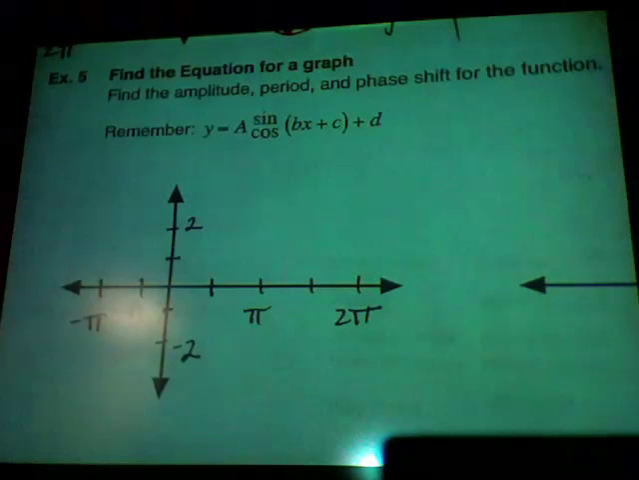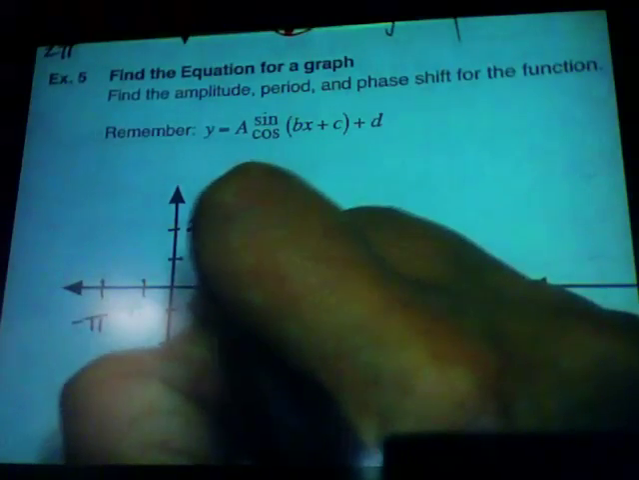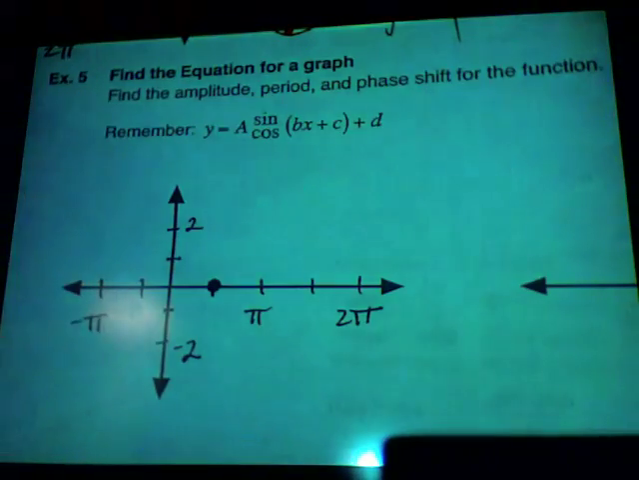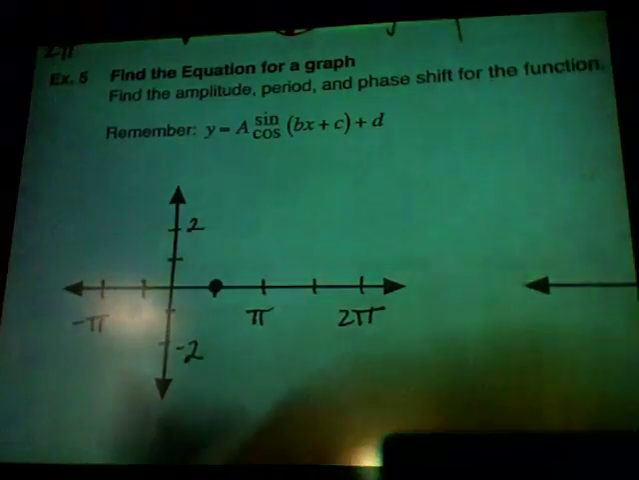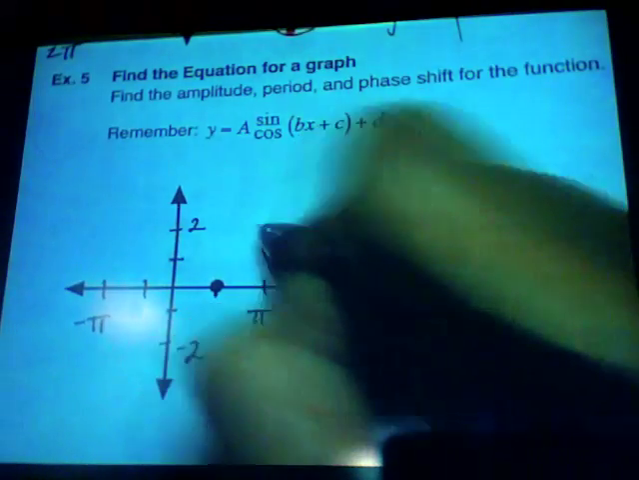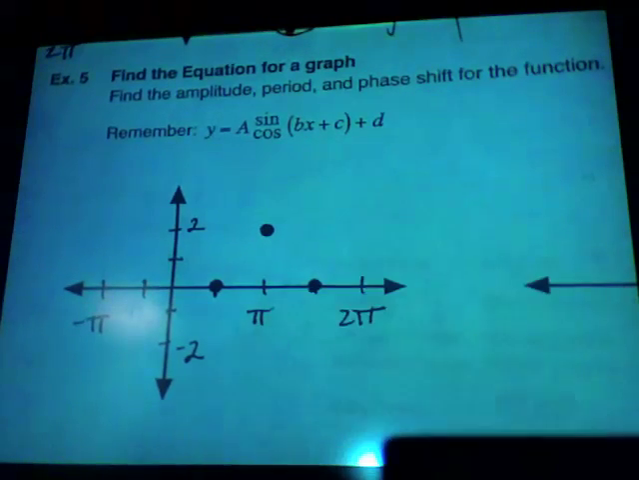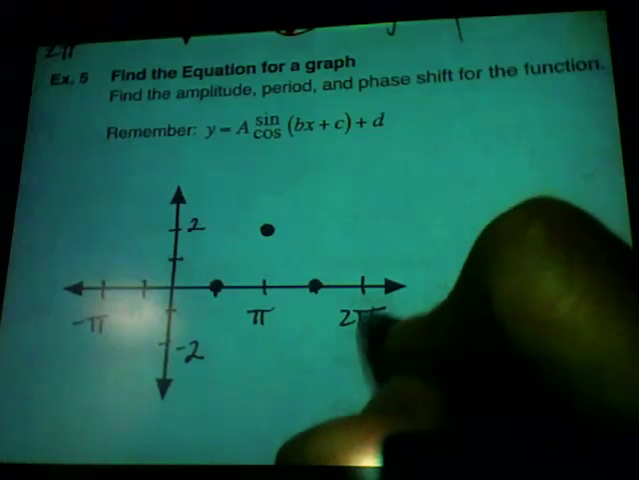Plot the following points. Plot a point on the 0 at pi over 2. So that point there. Then at pi, I want you to go all the way up to 2. And then at 3 pi over 2, I want you to hit 0. And then at 2 pi, I want you to go down to negative 2.